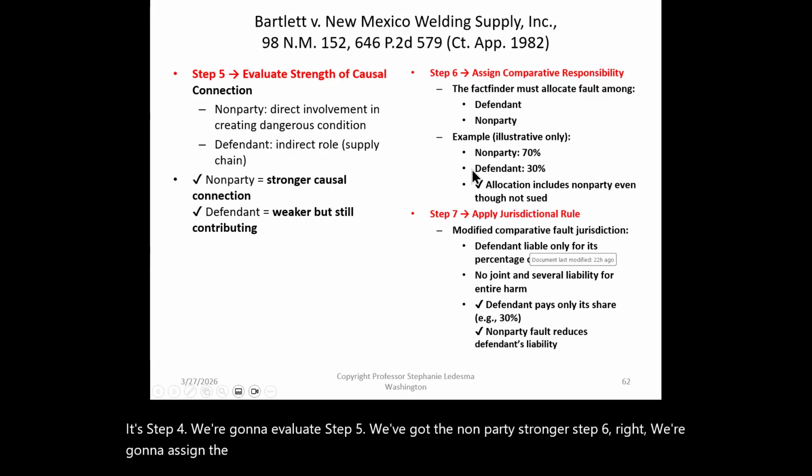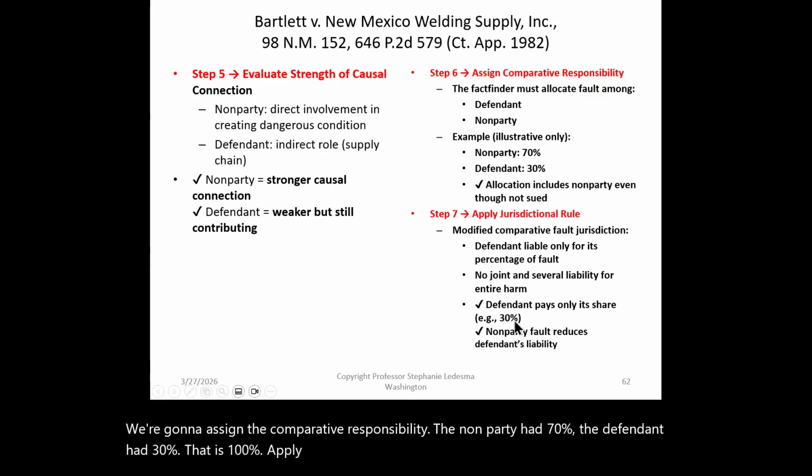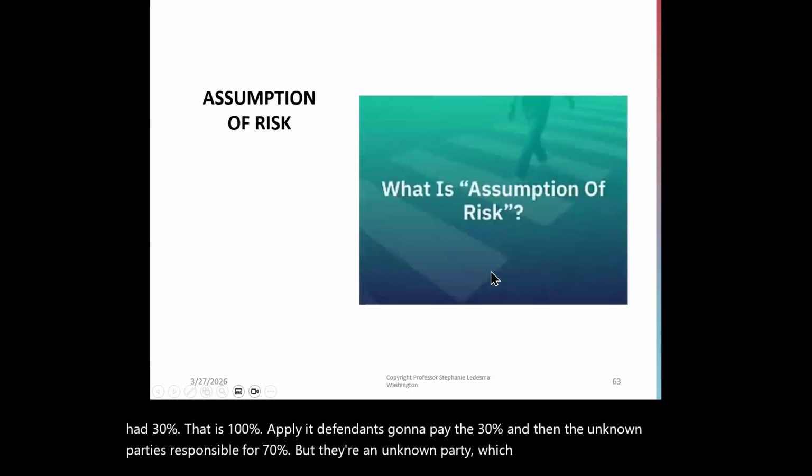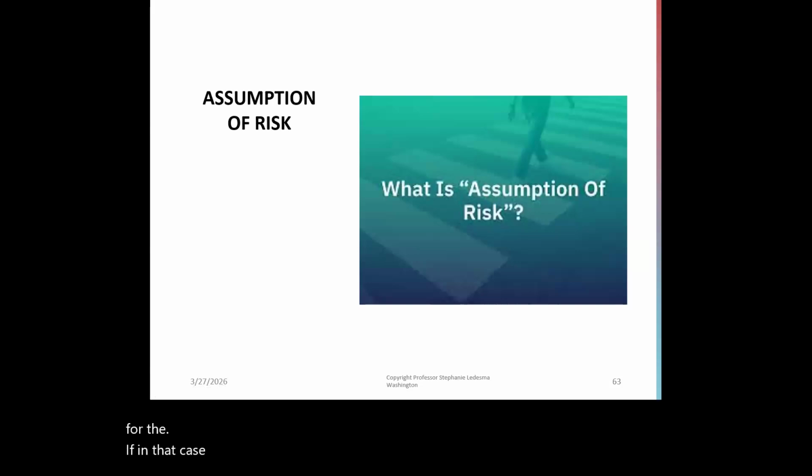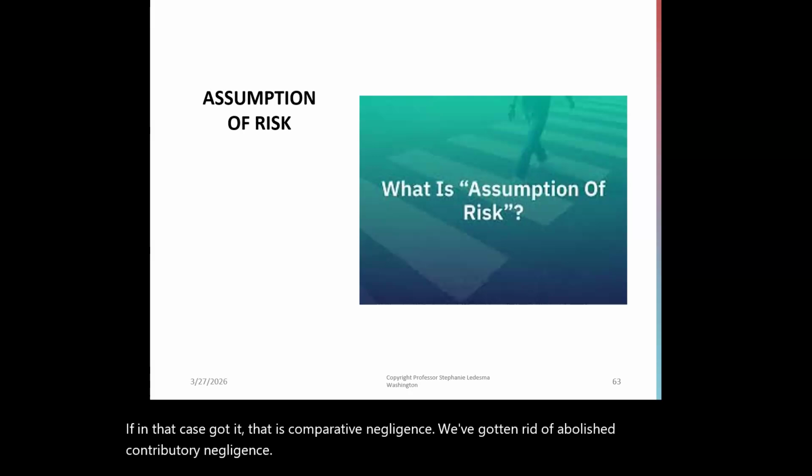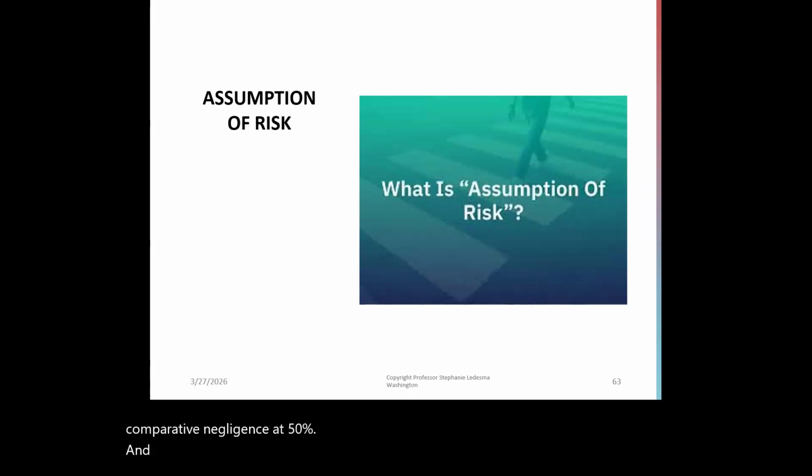The non-party had 70%, the defendant had 30%. That is 100%. Apply it, defendant's going to pay the 30%, and then the unknown party is responsible for 70%, but they're an unknown party, which means what? Kind of sucks for the plaintiff in that case. Got it? That is comparative negligence. We've gotten rid of, abolished contributory negligence. We have pure comparative negligence, or we have modified comparative negligence at 50%, and then we have modified comparative negligence at 51%, right?